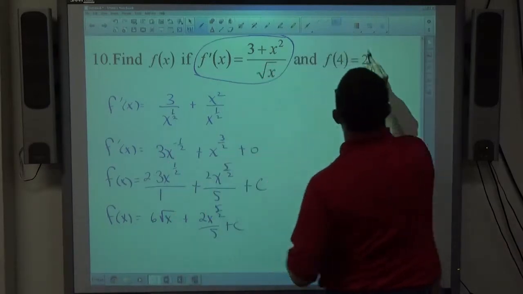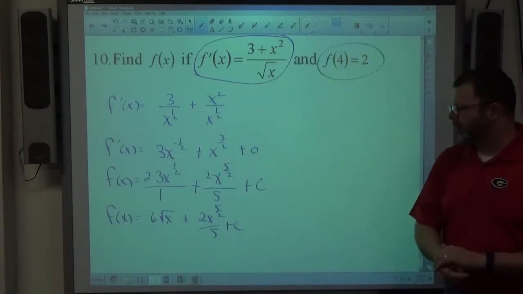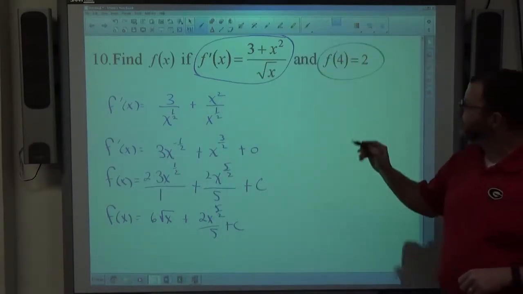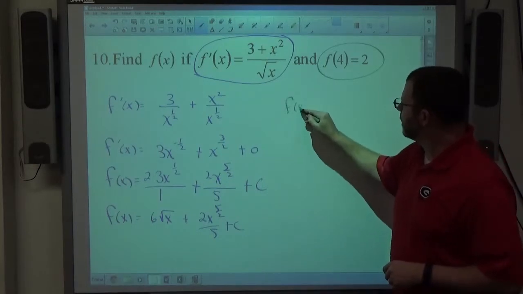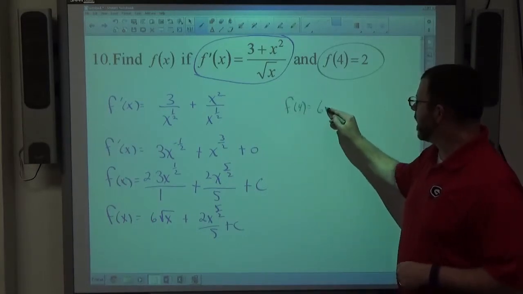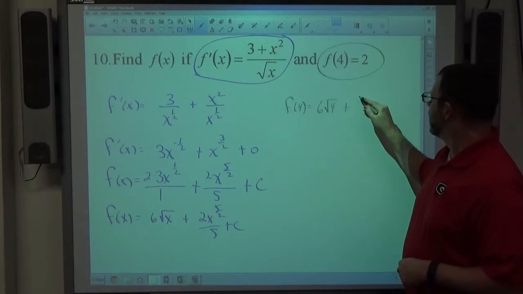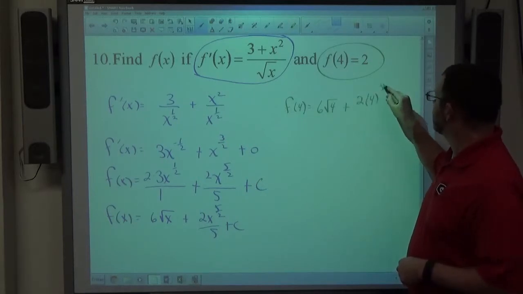Now, the second piece of information I have is what f of 4 equals. That's going to help me find out what c is. So, if I do f of 4, it's going to be 6 times the square root of 4 plus 2 times 4 to the 5 halves over 5 plus c.